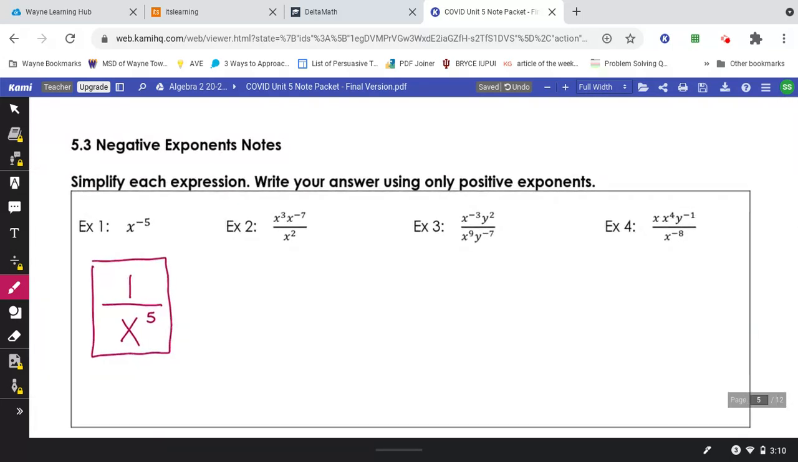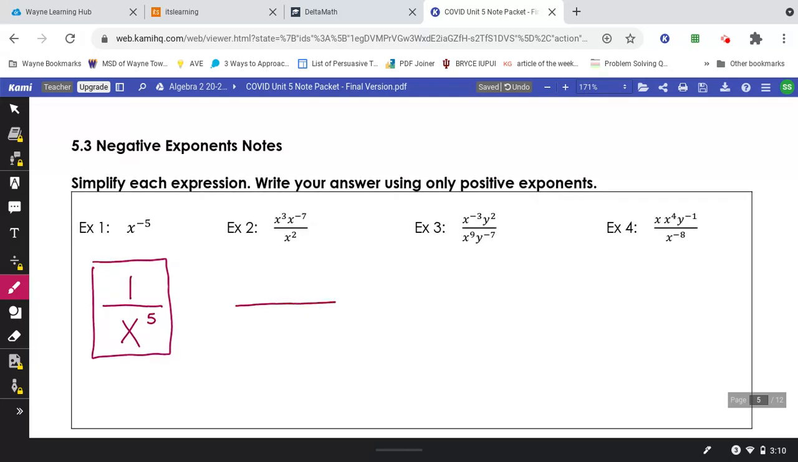All right, for example number 2, my first step is to take this x to the negative 7 and move it. So the x to the third is a positive. It can stay where it is. X squared at the bottom is a positive, it can stay. And then I'm going to move the x to the negative 7 to the bottom and make the 7 positive. So as you move it, you make it positive. Then I'm going to combine these two together to make x to the third over x to the ninth.